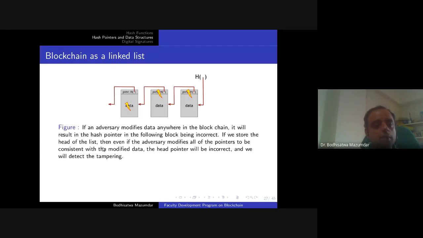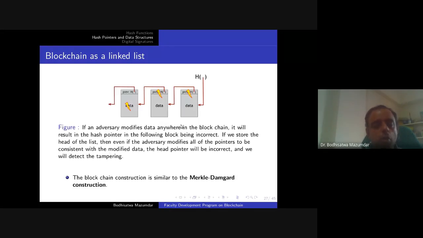So if we store the head of the list, then the adversary has to modify all of the pointers to be consistent with the modified data. If he changes any data, he has to change the hash pointer of all the blocks subsequent to it, so as to remain consistent. But at the end, he doesn't know what the header pointer is. When he changes the hash value, the hash value of this entire block changes, and it will not match with the hash value in the header pointer. Hence this tampering would be detected.